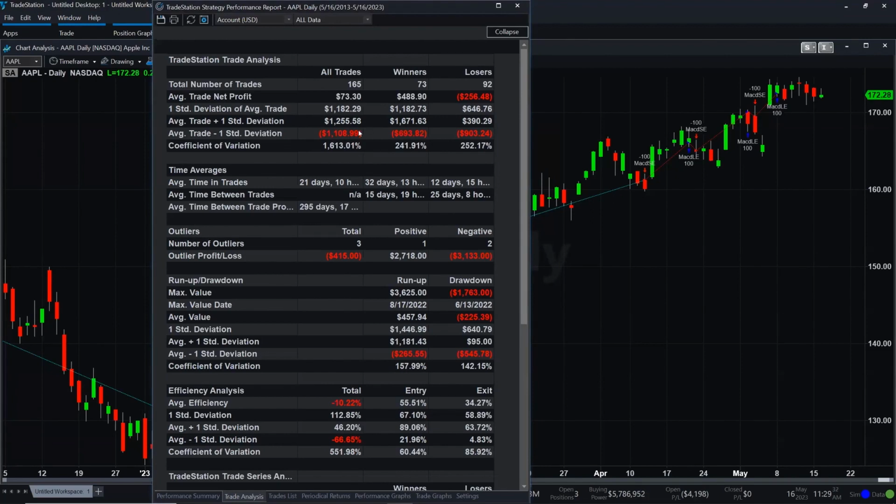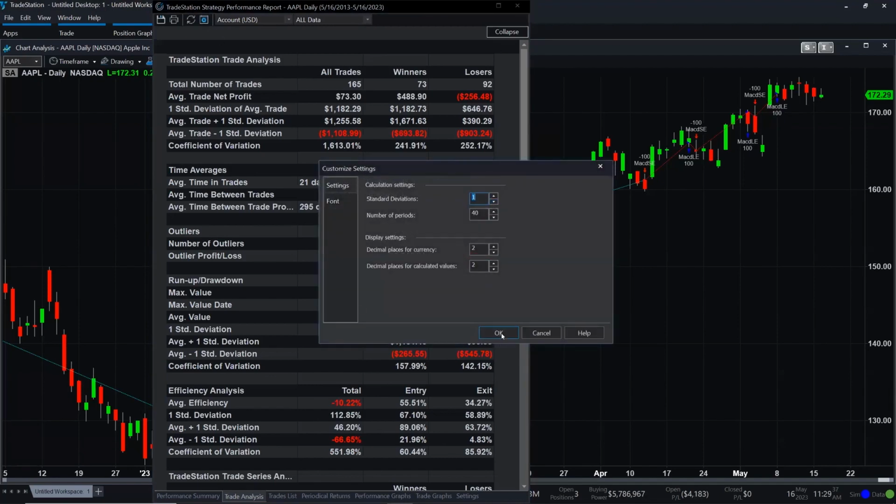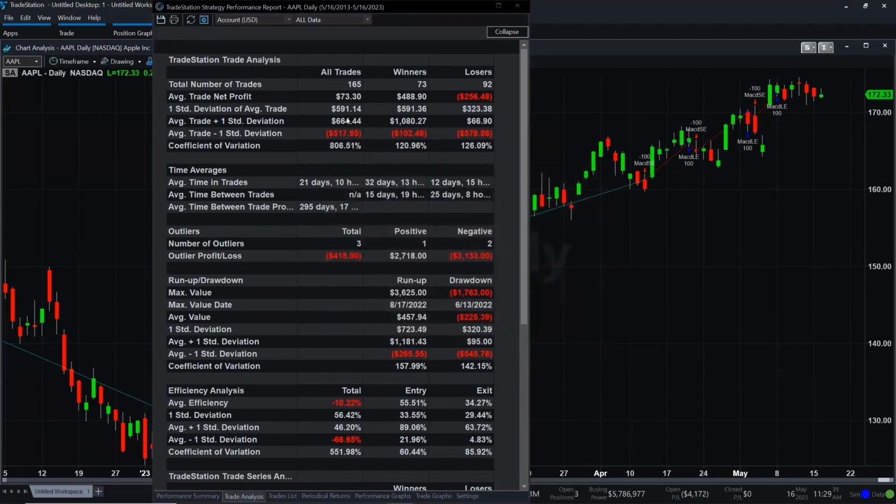All right, so that's standard deviations. Remember that you can control that here. Let's bring it down to 1, which is the default setting, but you can see that it has a direct impact on how much data or how many trades are being calculated. All right, let's go ahead and take a look at time averages.